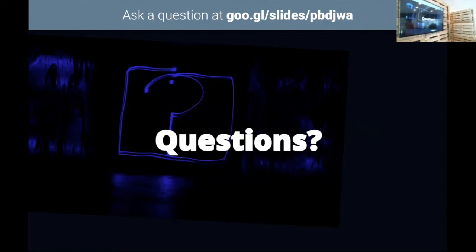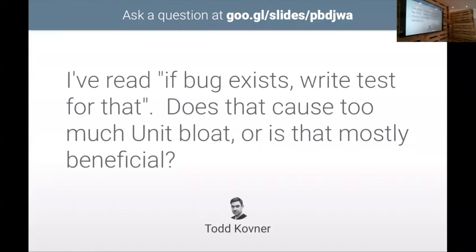I have a question from Todd, which I'll bring up here. So I've read if a bug exists, write a test for that. Does that cause too much unit bloat, or is that mostly beneficial? And he's added more specifically, if unit tests don't already exist.